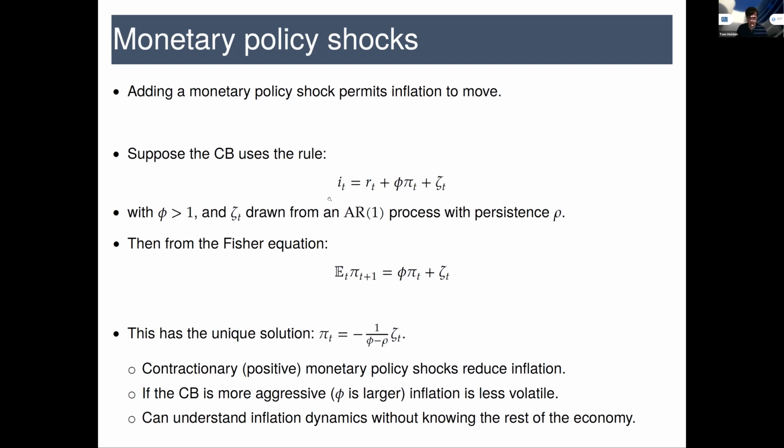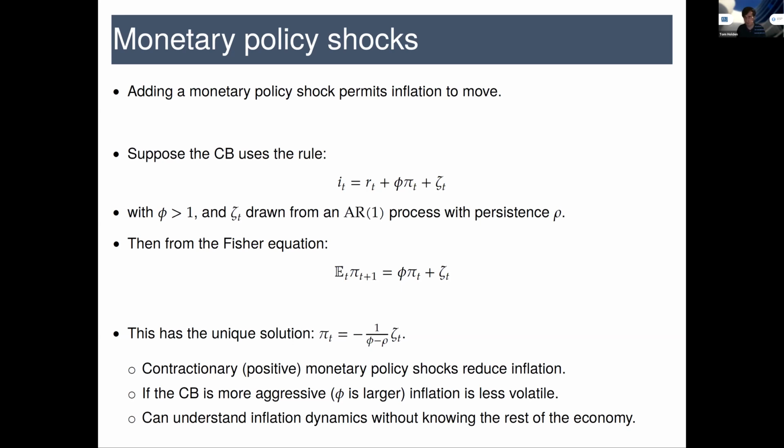Again, combining the monetary rule with the Fisher equation, we have that expected inflation is φπ + ζ, and this has a unique solution of this form. Inflation is minus something times the monetary policy shock. So this has quite conventional implications.